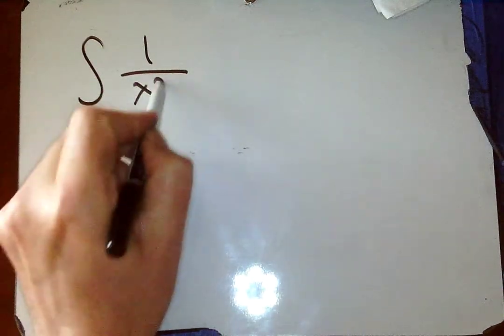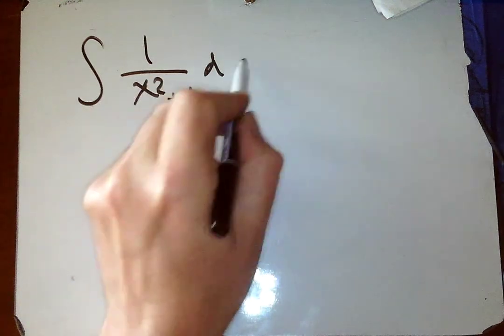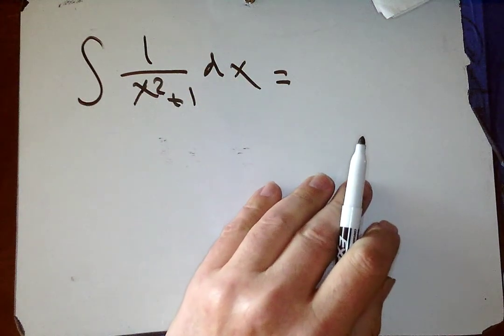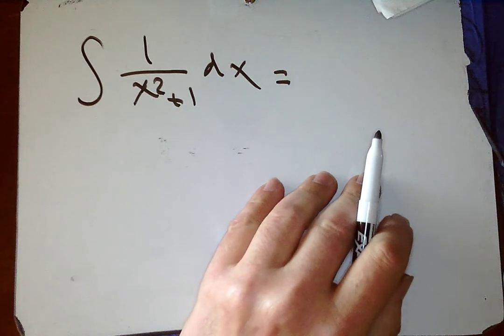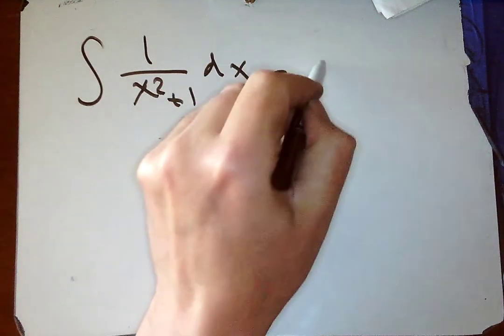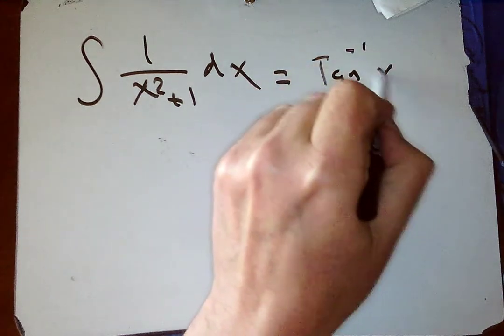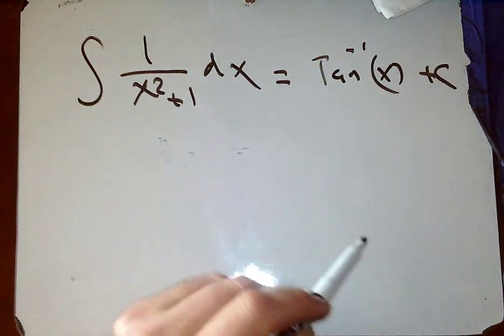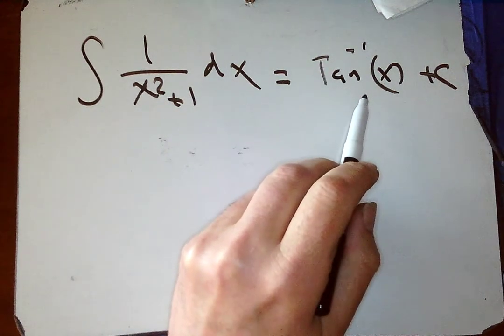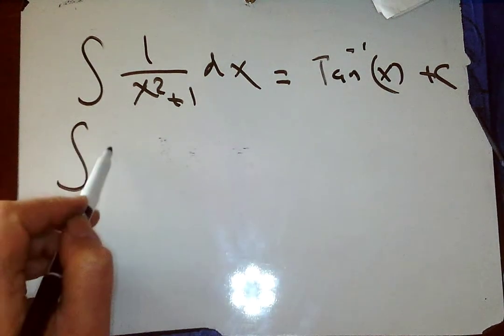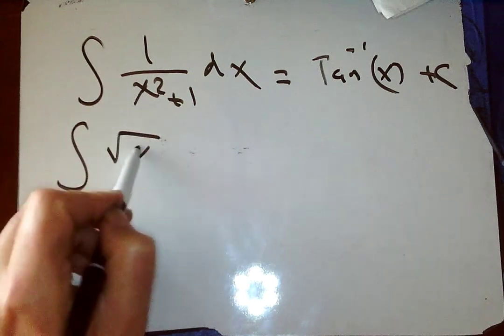Okay, how about this one? The integral of 1 over x squared plus 1 dx. 5, 4, 3, 2, 1. Did you get tangent inverse x plus c? Yeah. Whose derivative are you? You're inverse tangent's derivative. What about this integral? Integral of square root of x dx.